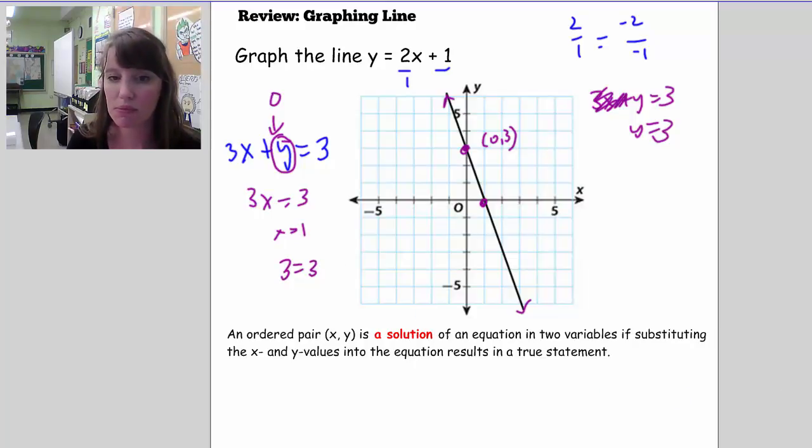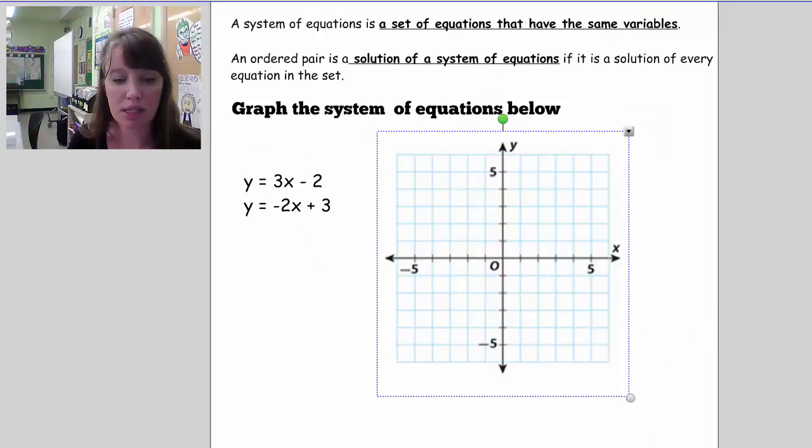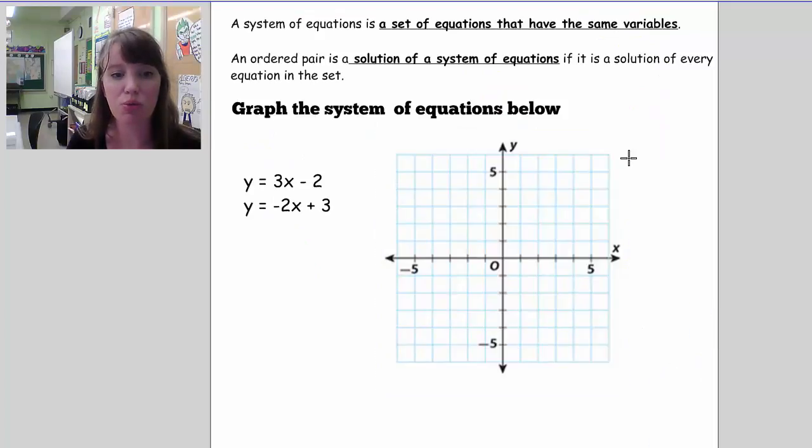Okay. All right, when you have a system of linear equations, what you have is 2 or more equations that have the same variables in them. So that's called a system. It's a set of equations that have the same variables. An ordered pair is a solution to a system if it is a solution to every equation in the set.